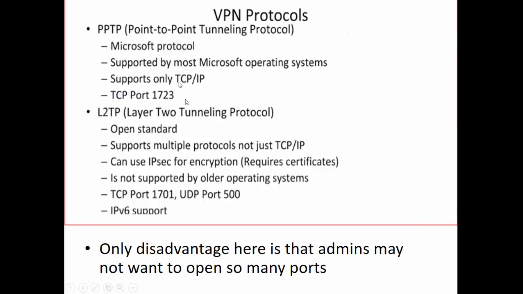So PPTP, point-to-point tunneling protocol, is Microsoft proprietary. Second thing, not very secure anymore. It used to be, but as new threats have emerged, L2TP has been introduced. Microsoft protocol supported by Microsoft operating systems, supports only TCP/IP. The port is 1723, for those who are using a firewall across your network and need to add an exception. You need to know the port.